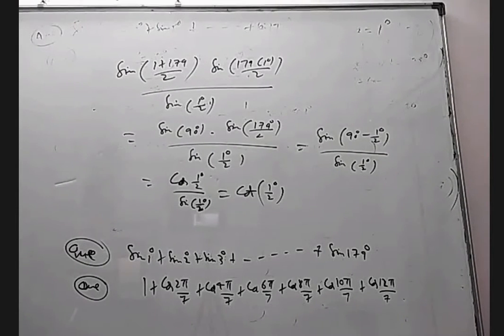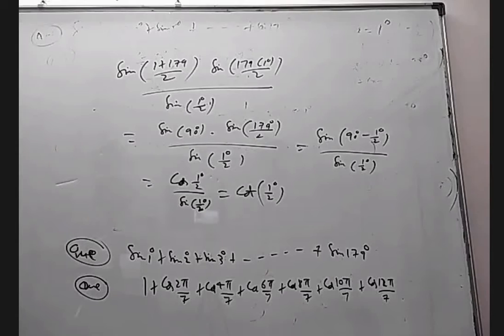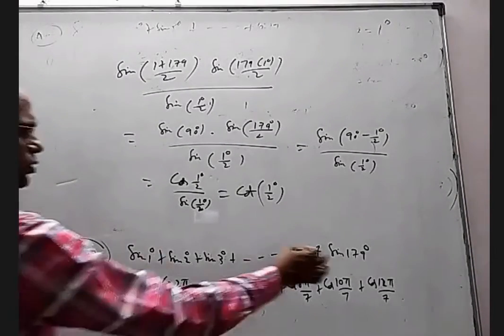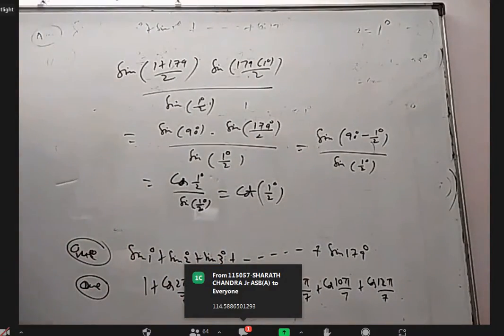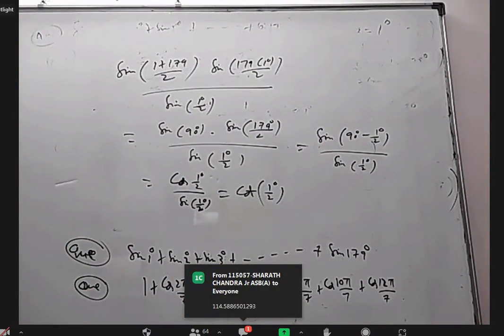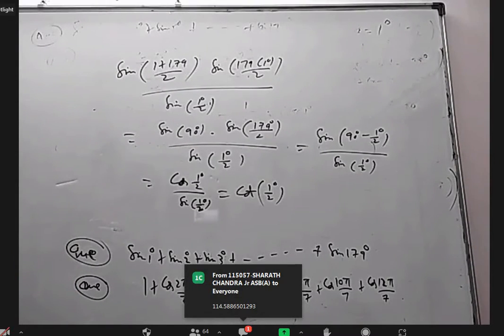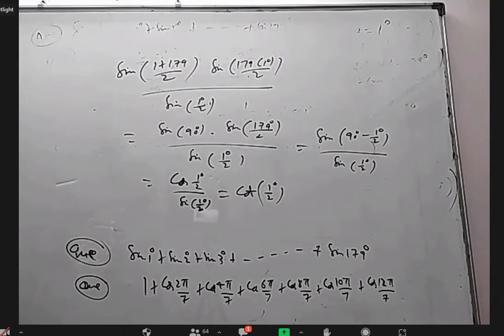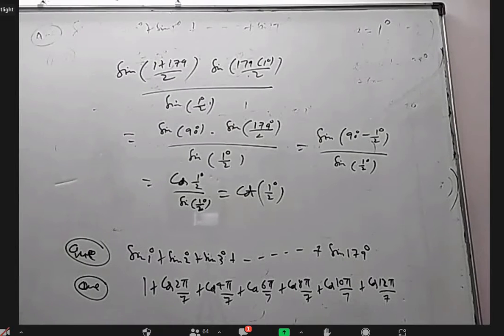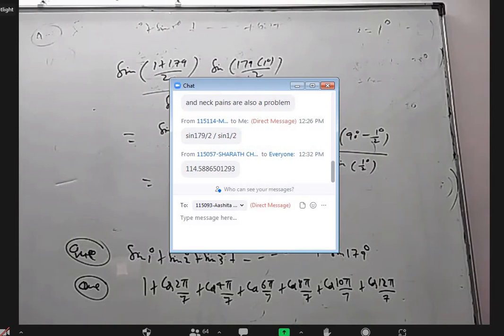Sir, it is 114.58. Okay. Yeah, initial and final values are very, very small, but in the middle there are some values which are close to 1. Somebody is saying 114.58, is it right? Yes, 114.58. Okay, so it is 114, quite a big number, because we are adding 179 terms and the answer is very close to 114. So the middle angles participated so much.